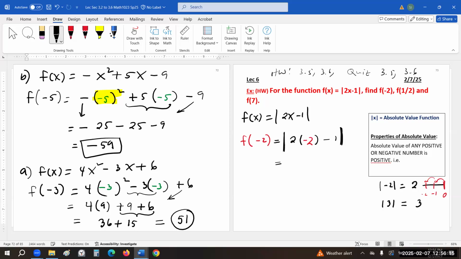And then what do we have inside the absolute value? What is 2 times -2? -4 minus 1. And what is -4 minus 1? -5. So what is absolute value of -5? 5. You cannot leave your answer with the absolute value. You always have to write the next step. If you don't, then you're not going to get full points. You get half credit deducted.